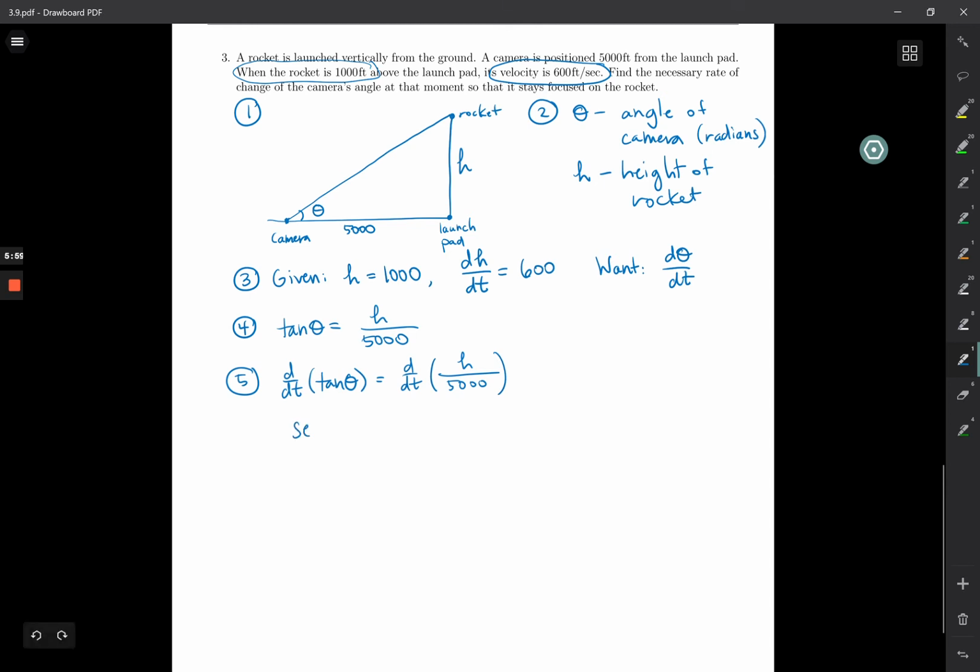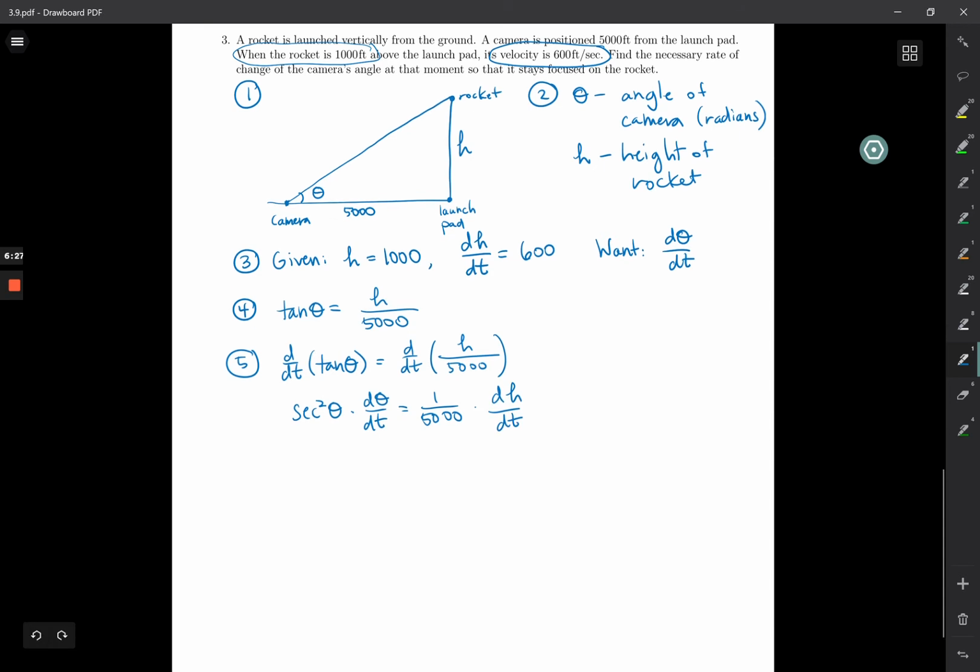So first we get secant squared theta, that's the derivative of tangent, and then we get times d theta dt. Here, that 1 over 5,000 is a constant that we can leave out front, and then we have the derivative of just h, so that is going to be dh dt. Okay, so there is our equation.